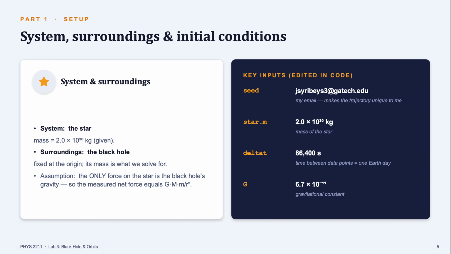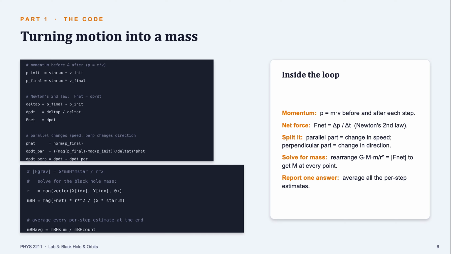My inputs are the speed from the star's motion, and delta t equals 86,400 seconds, 1 Earth day. In the loop, I find the star's momentum before and after each step. The change of momentum over time gives the derivative dp/dt, which by Newton's second law is the net force. This net force is gravity. I rearrange to solve for the black hole's mass at every point, then average them all together to get an answer.